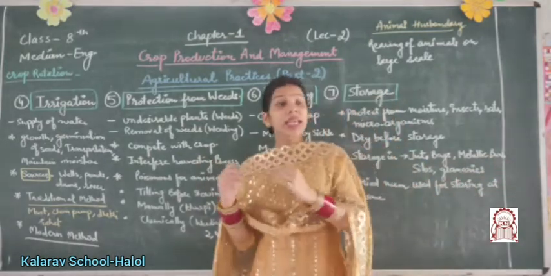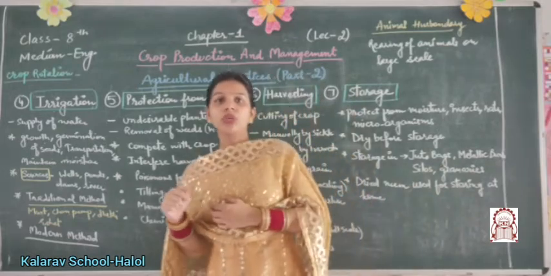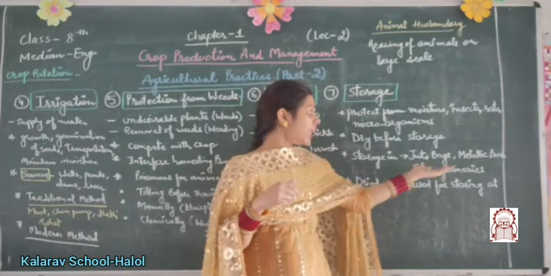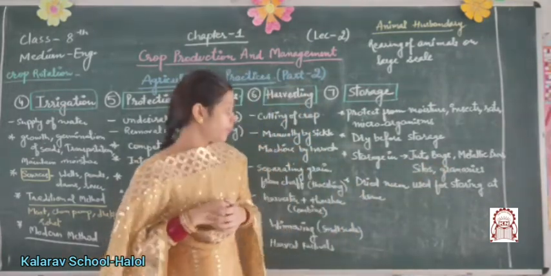On a large scale it should be in silos and granaries. So storage of crop should be done in jute bags and metallic bins, and silos and granaries are for large scale.